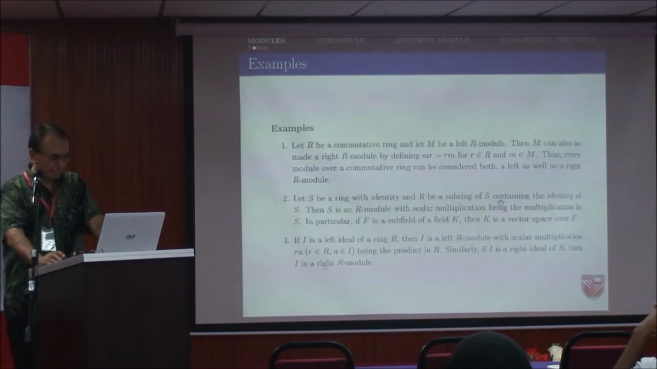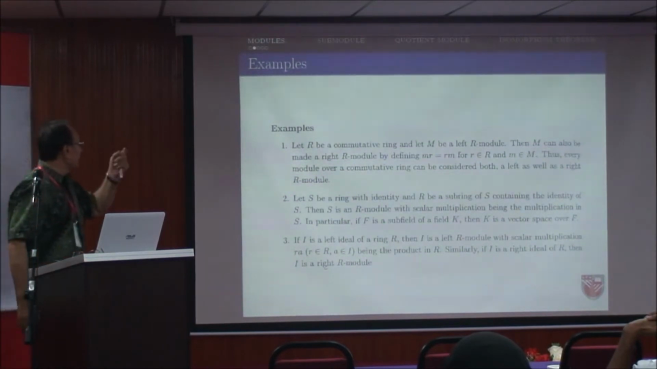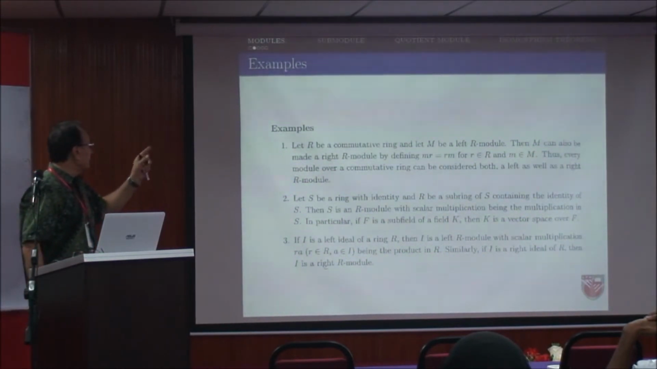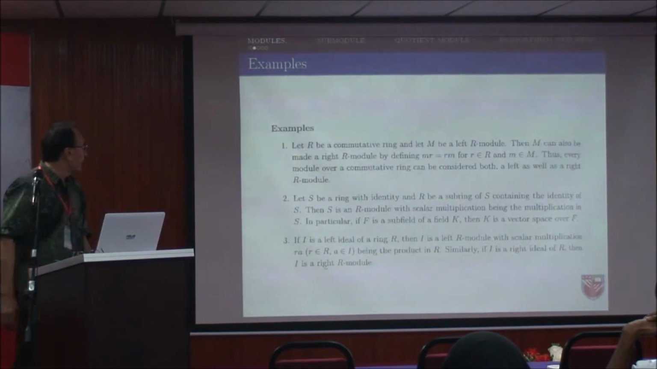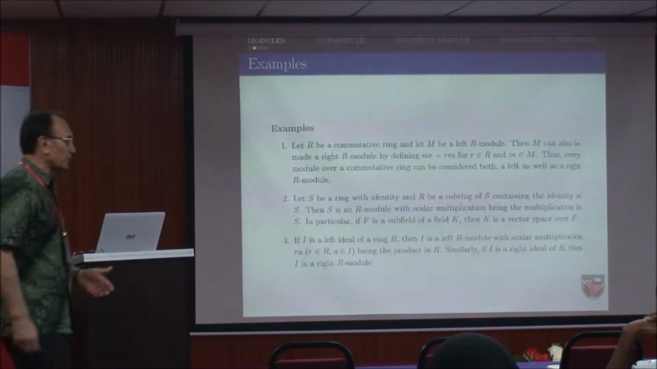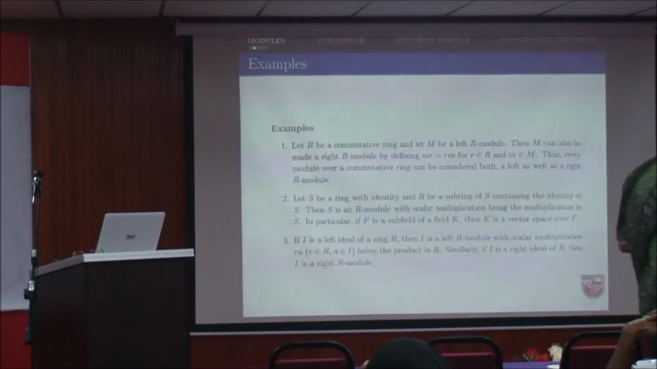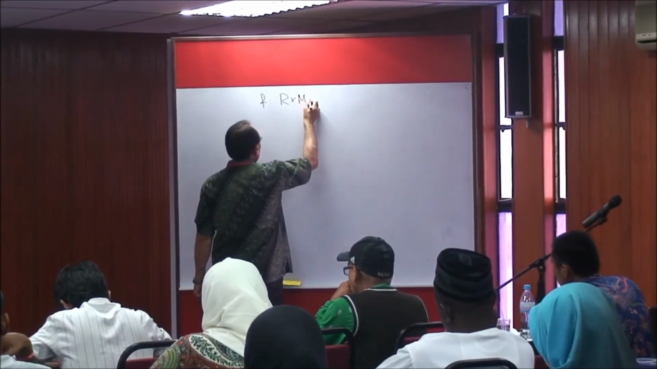So examples first. Let R be a commutative ring in this example, like example number 5. If R is a commutative ring and M is a left R module, then M can be equipped with a right R module structure. This is given: M, and the action is Rm. So you will define another function. You have f, which is from R and into M.